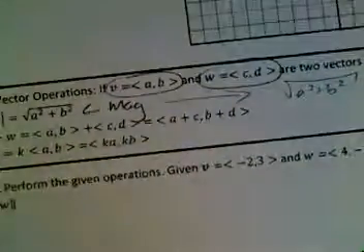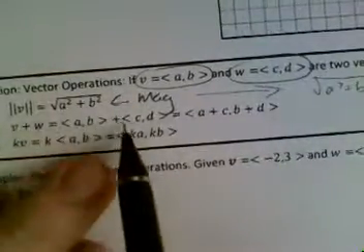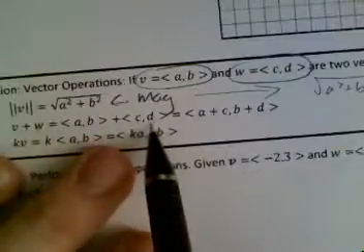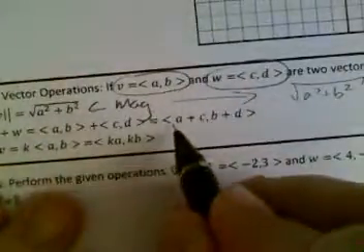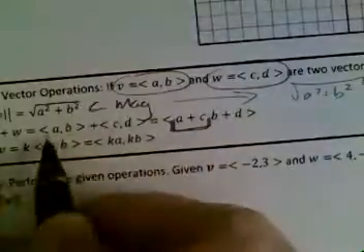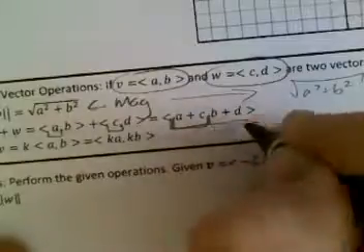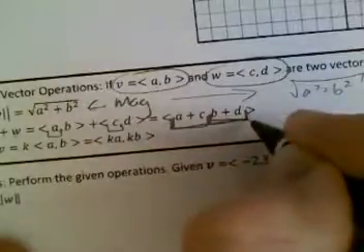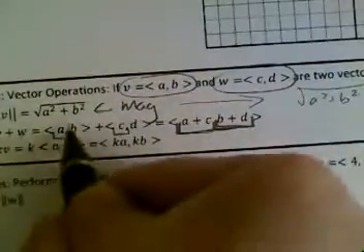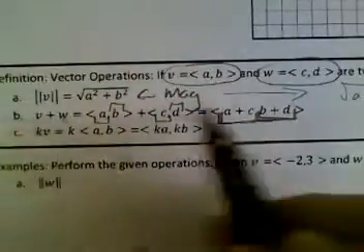Okay. v plus w, the addition of these two vectors, is the vector a, b plus the vector c, d, and it's equal to the x value coordinates, a and c, added together, comma, the y value coordinates added together, b plus d. So that's not actually that difficult.